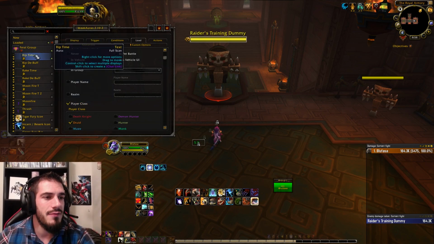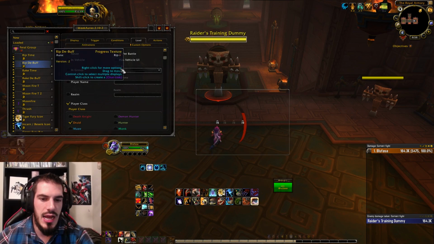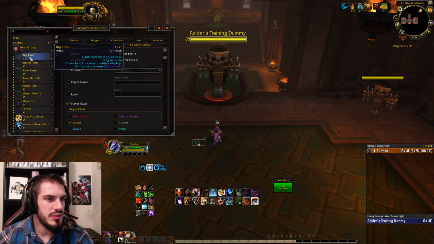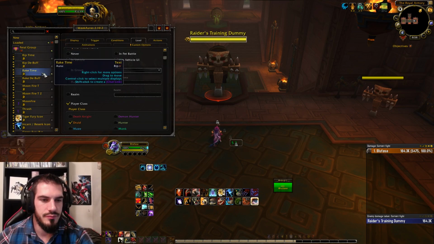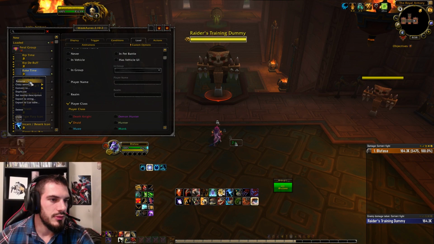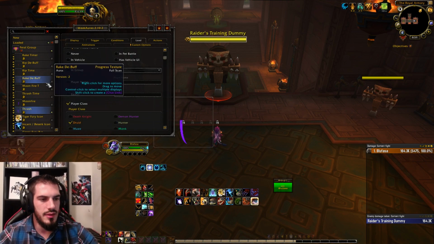I have everything specifically named, and this really helps me figure things out. So I got my rip time, I got my rip debuff. This is not my rip time, that's my rake time. Goodness gracious. Fire and your thrash. Okay, I think it's pretty good right there.